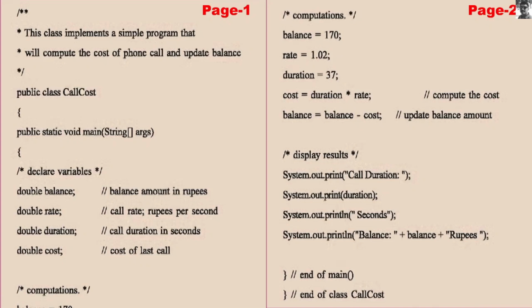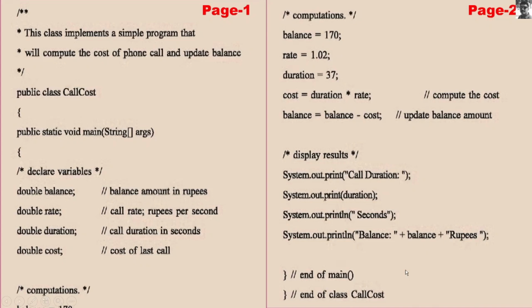Difference between print and println. Here you see print, print, and then println, println. The only difference is println will add a line break. So wherever there is println, it will print these seconds, and then after seconds it will have the enter key pressed. So the first line would be call duration 37 seconds and then enter, the cursor comes on the next line, and on the next line it prints balance XYZ rupees, and then again the cursor comes on the next line, and then the program gets over.